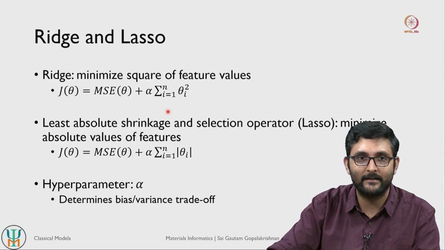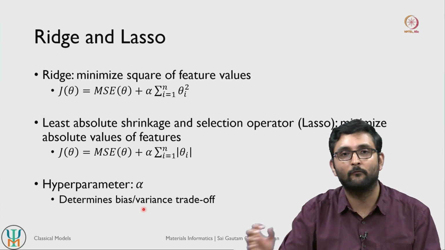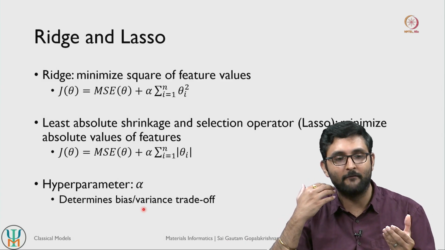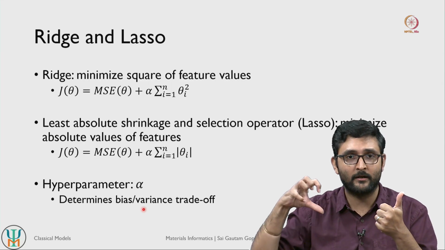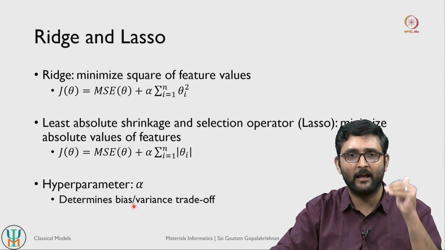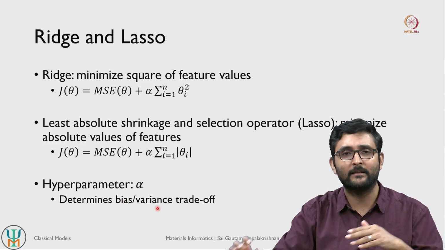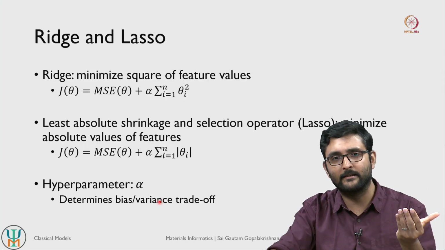Of course, since you are modifying your loss function, which is your J of theta, by adding these penalty terms, you now have an additional hyperparameter which is your alpha. So the alpha is basically determining the trade-off that you have between your bias and variance. If you have very high values of alpha, you are adding in a lot of constraints to the model, so increasing the bias. If you have very low values of alpha, then you are providing a lot of flexibility to the model, and hence you are increasing the variance.